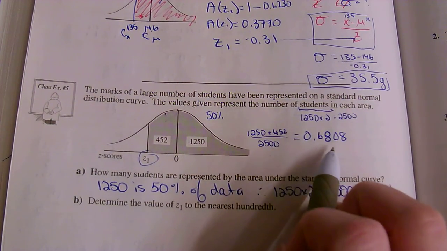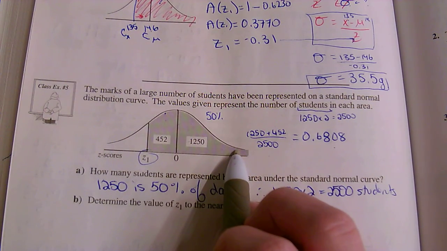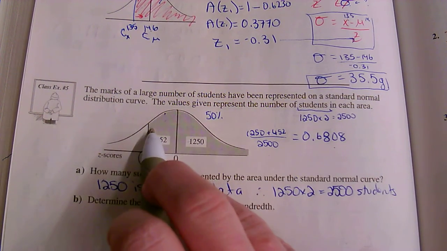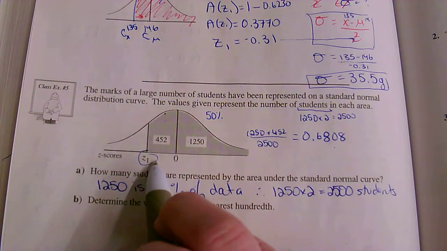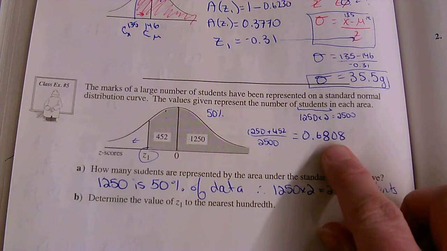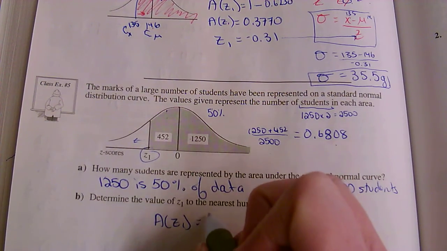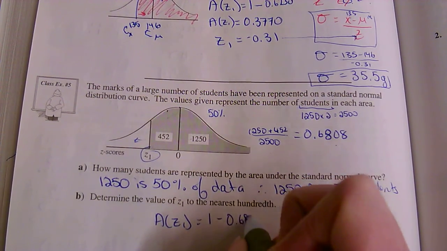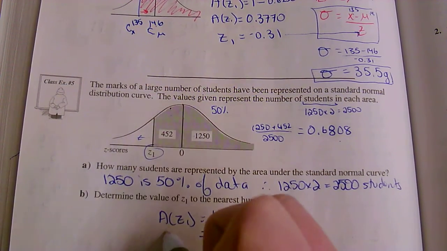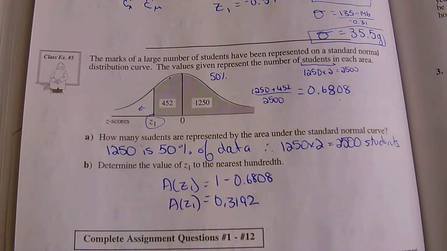Okay, so then that gives me the percentage of my standard bell curve that's covered here, so 68.08%. Now remember, that's this area here. My z-score is going to represent to the left. So I need to subtract this from 1. So from here, my area of my z-score, I'm going to subtract what I just calculated from 1, which is going to give me 0.3192.